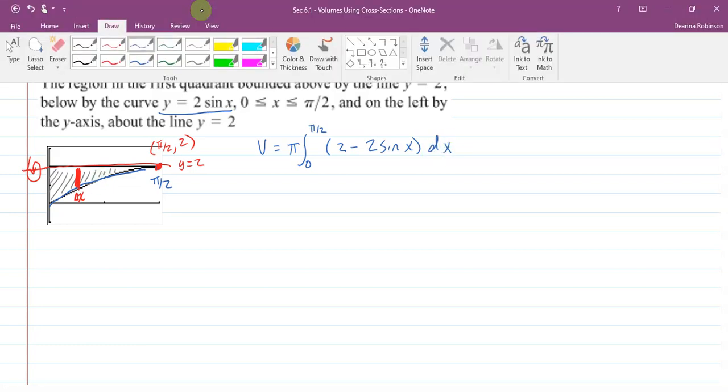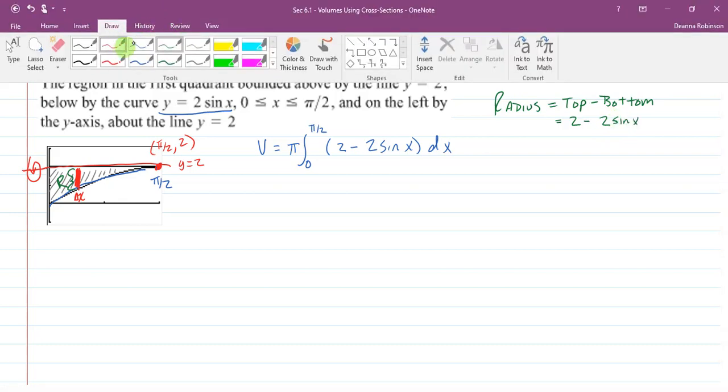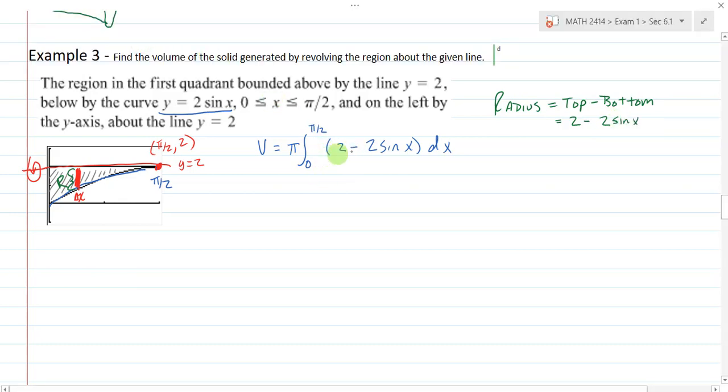Is everybody okay with how we got the radius? The radius, remember, is the top function minus the bottom function. It's the length right here. That's our radius. So the top function we said was the constant function 2. The bottom function is 2 times sine x. And then the volume of the circle is pi r squared, so I need to square this as well.